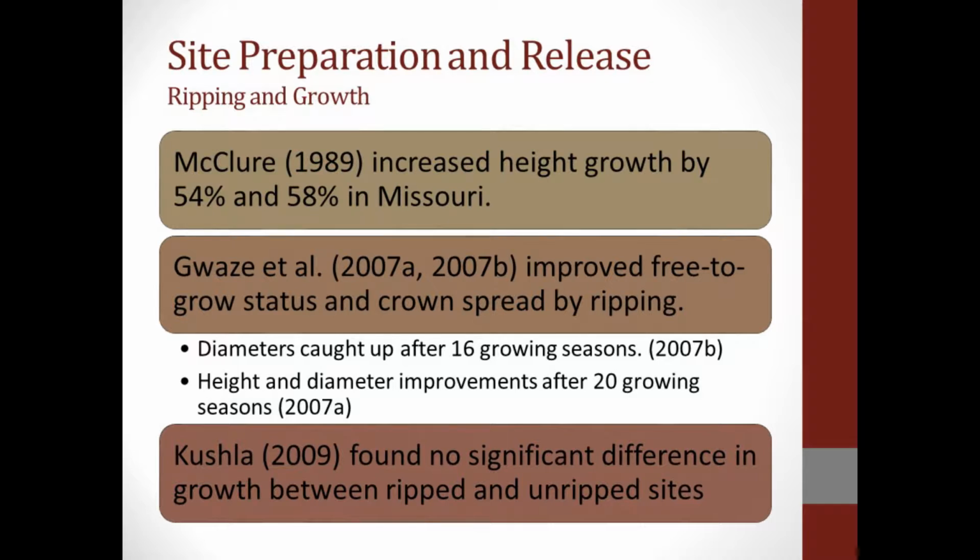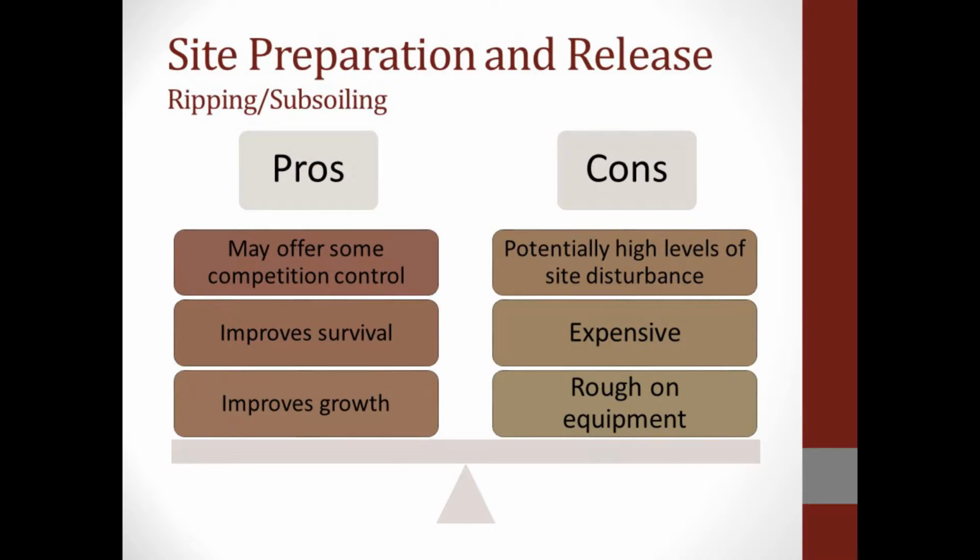50% increases in diameter growth, increased levels of height growth, more free to grow trees. And some of these effects have actually been long term. On this one study by Gwazi, the effects actually went away after about 16 years, but on another site in Missouri, 20 years later, they were still seeing the positive effects of ripping. Again, Kuchla didn't find any significant differences, but it's because the shanks were the same size. I'm going to skip that to save time.